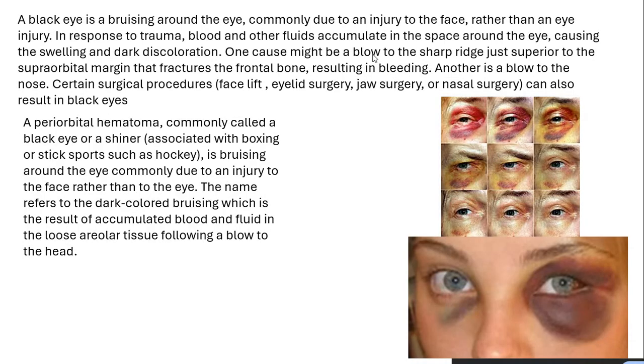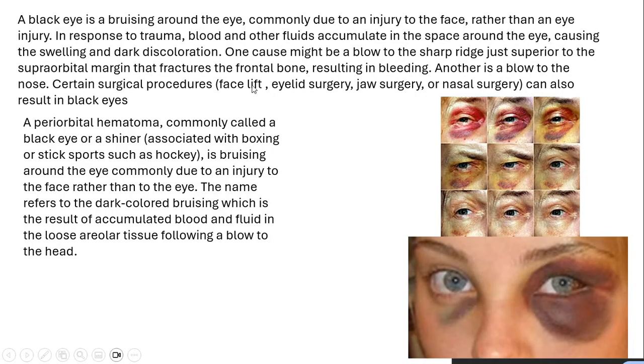A black eye is a bruising around the eyes, commonly due to an injury to the face rather than the eye itself. There's a frontal bone injury. In response to trauma, blood and other fluids accumulate in the space around the eye, causing swelling and dark discoloration. One cause might be a blow to the sharp ridge just superior to the supraorbital margin that fractures the frontal bone. This is a frontal bone injury resulting in bleeding. Another is a blow to the nose. So let's say, boxing, you punch.